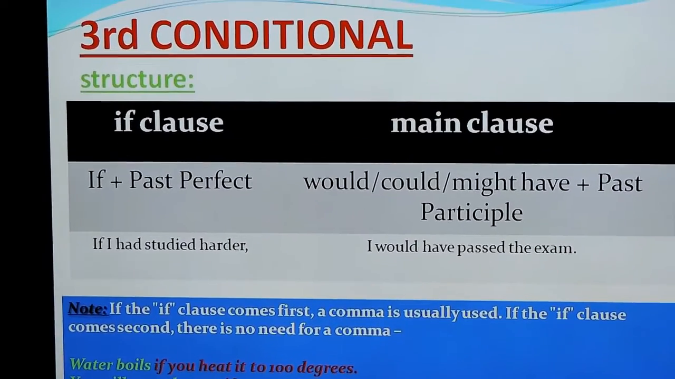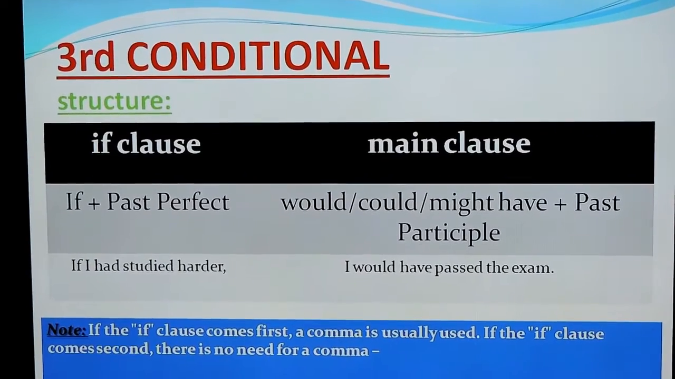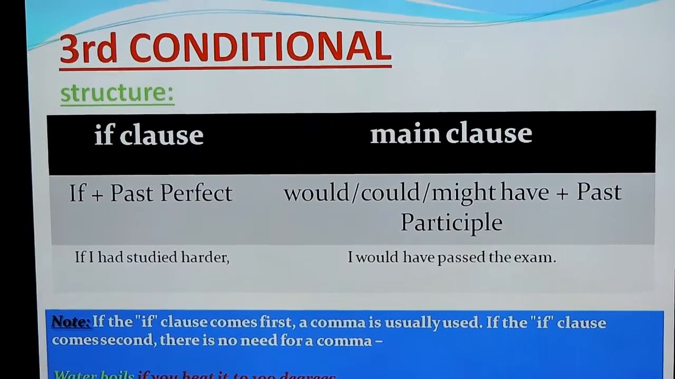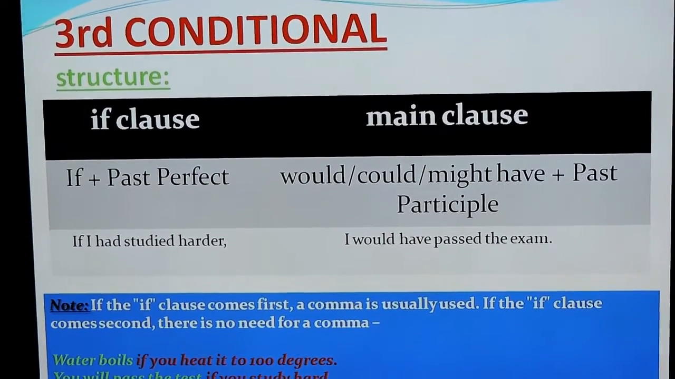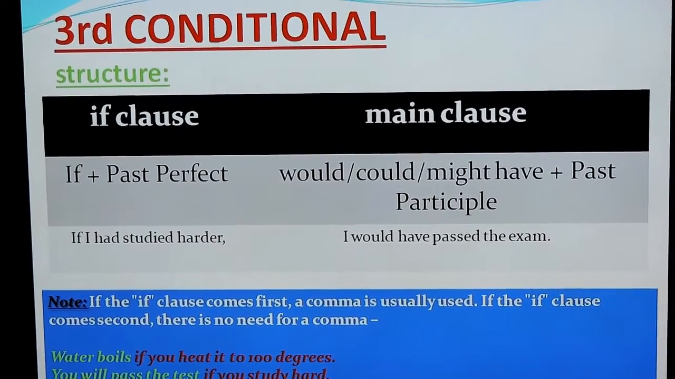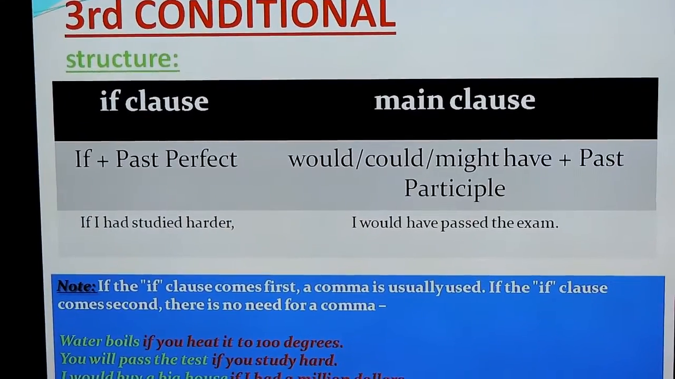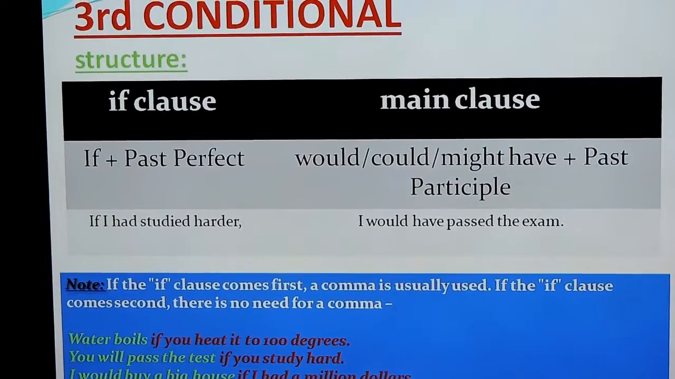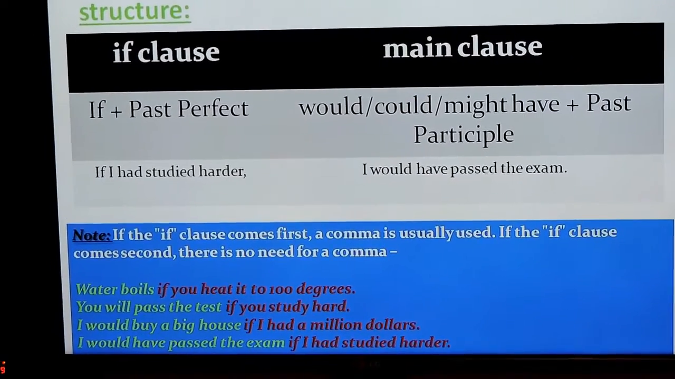As you can see here, the structure: we have if plus past perfect. And in the main clause, we have would, could or might have, plus the past participle of the main verb. As an example, if I had studied harder, I would have passed the exam. As you can see, the if clause contains the past perfect, had plus past participle of the verb. If I had studied harder, I would have passed the exam.